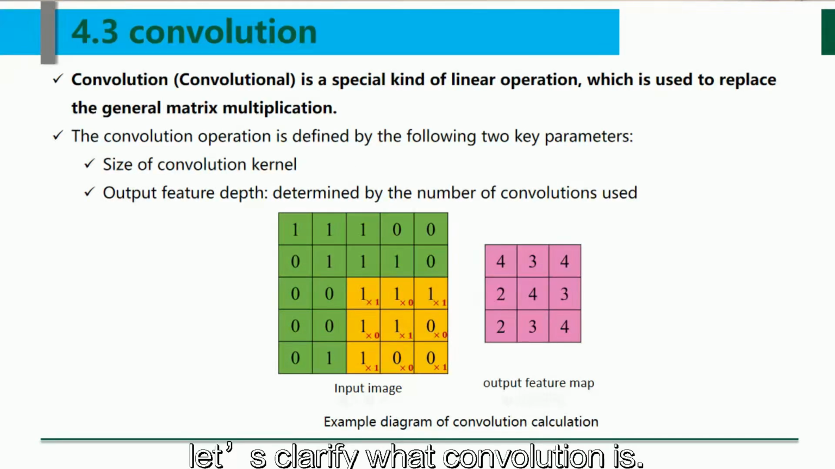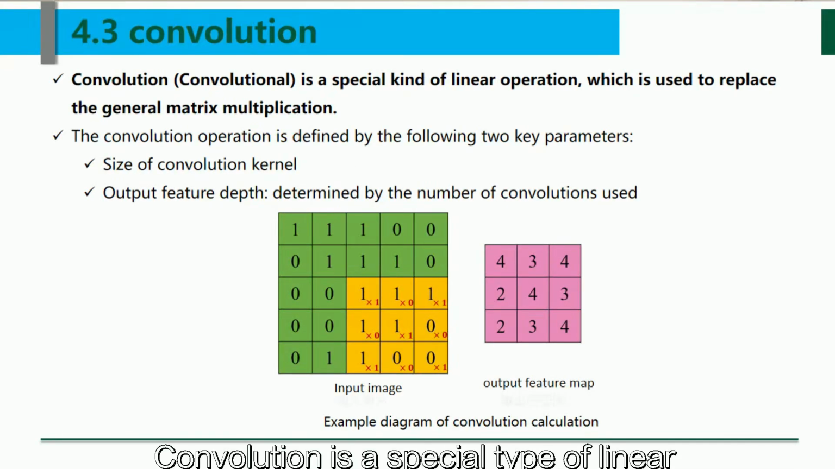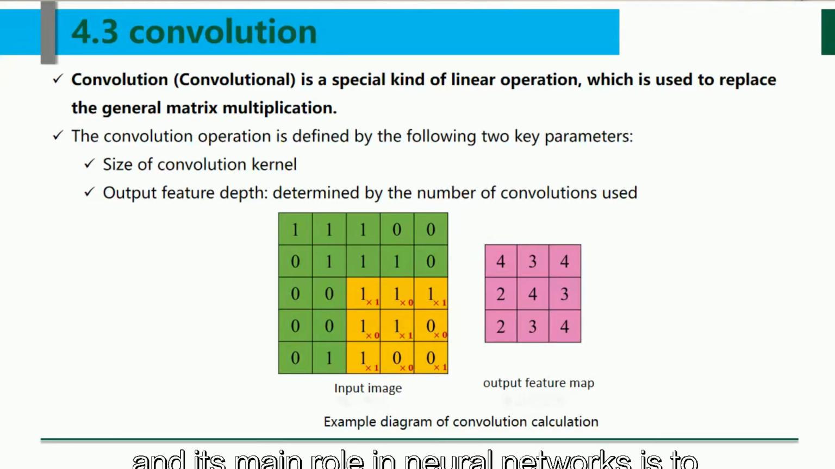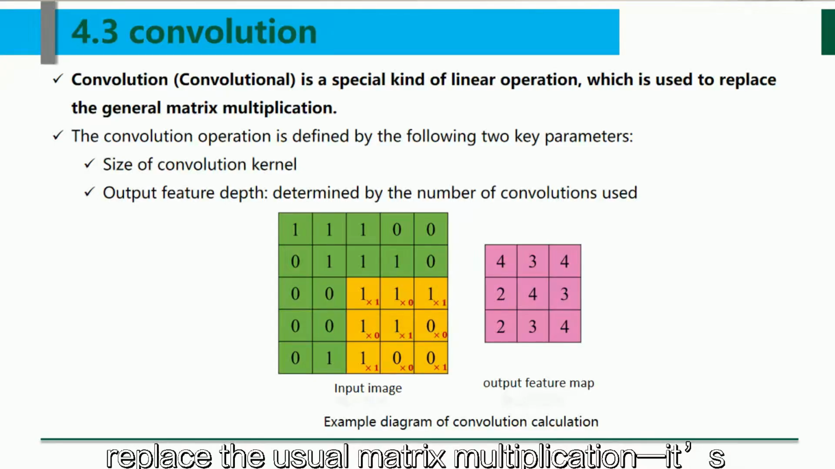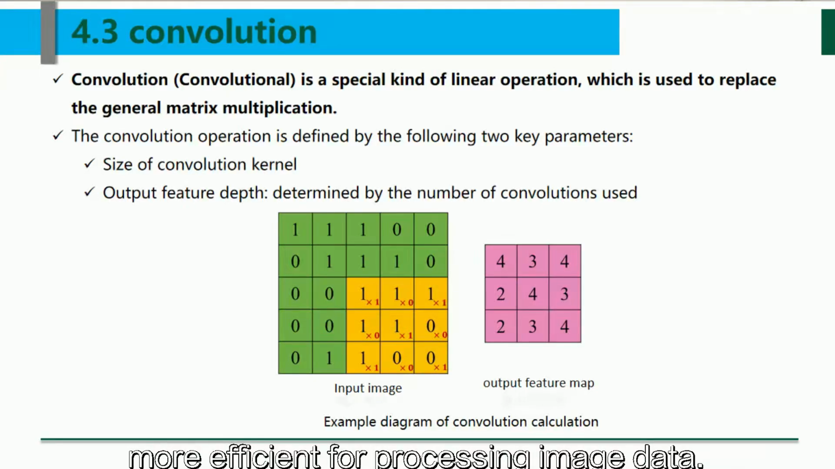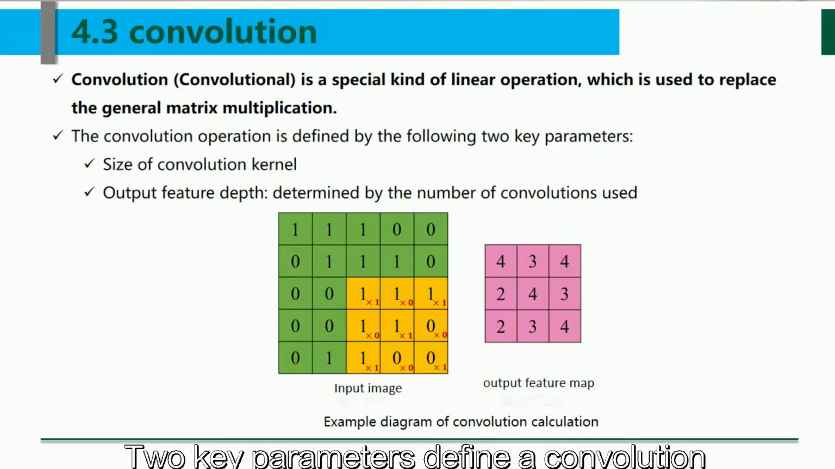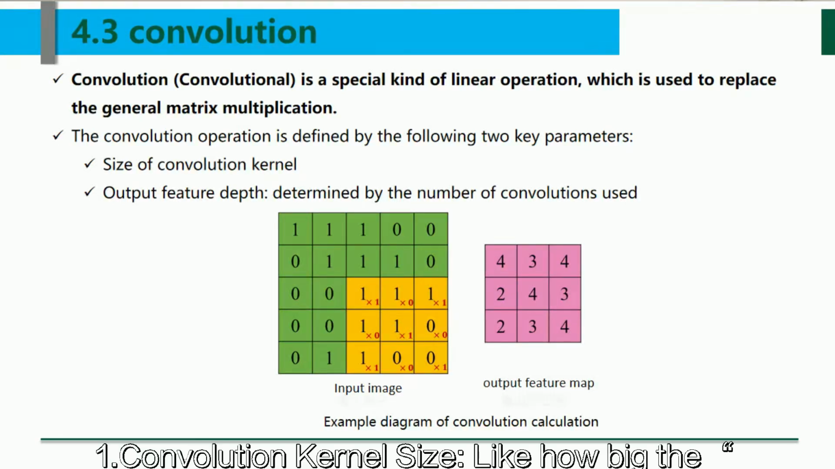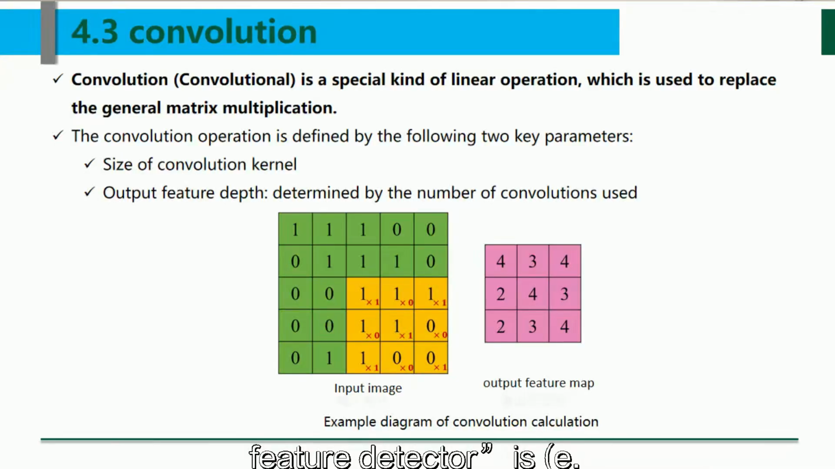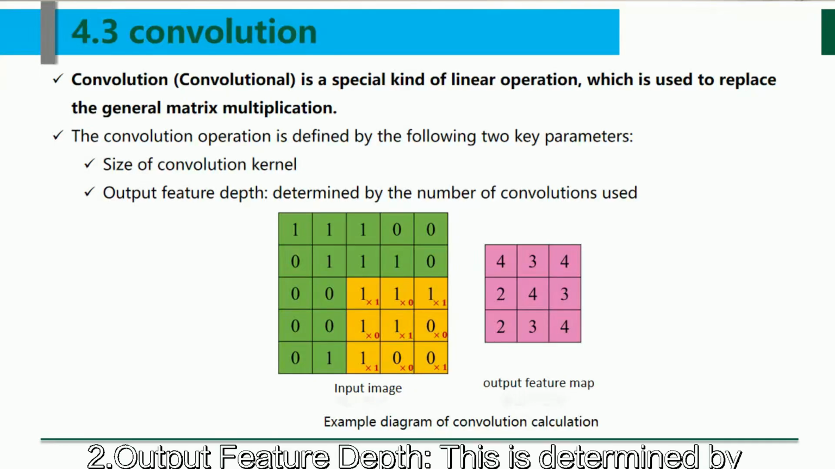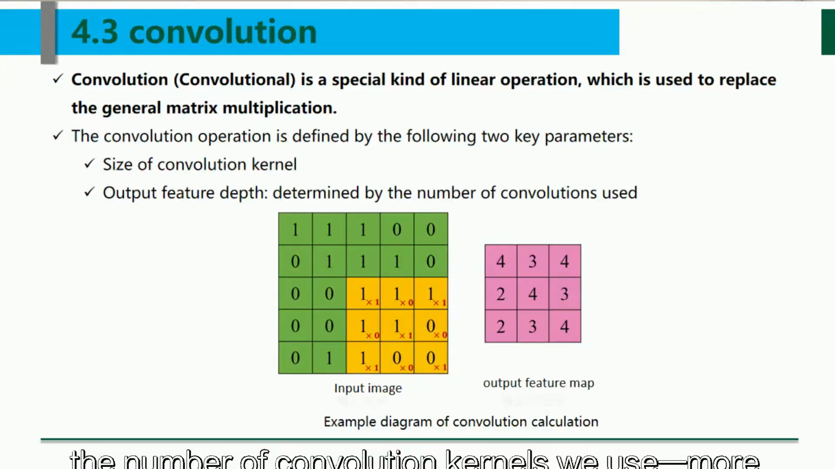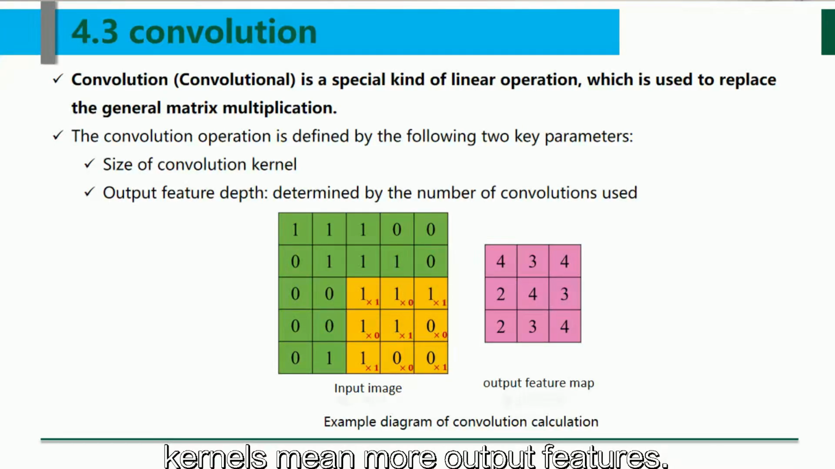First, let's clarify what convolution is. Convolution is a special type of linear operation, and its main role in neural networks is to replace the usual matrix multiplication. It's more efficient for processing image data. Two key parameters define a convolution operation. First, convolution kernel size, like how big the feature detector is, for example, 3 multiplied by 3 or 2 multiplied by 2. Second, output feature depth. This is determined by the number of convolution kernels we use. More kernels mean more output features.